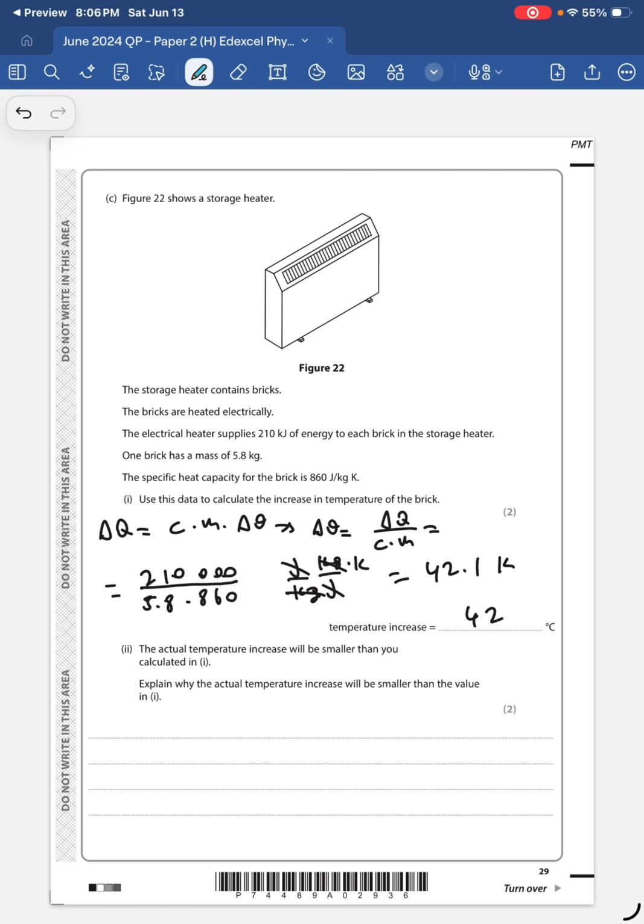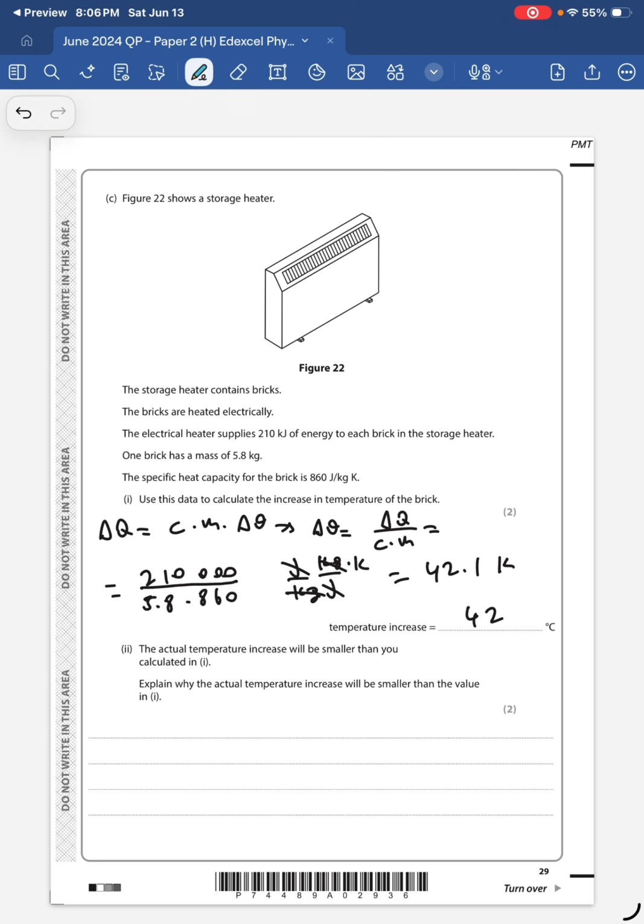So 42 is the meaning of life, guys, according to the Hitchhiker's Guide to the Galaxy. It's a silly reference to a book about space and exploration and stuff like that.